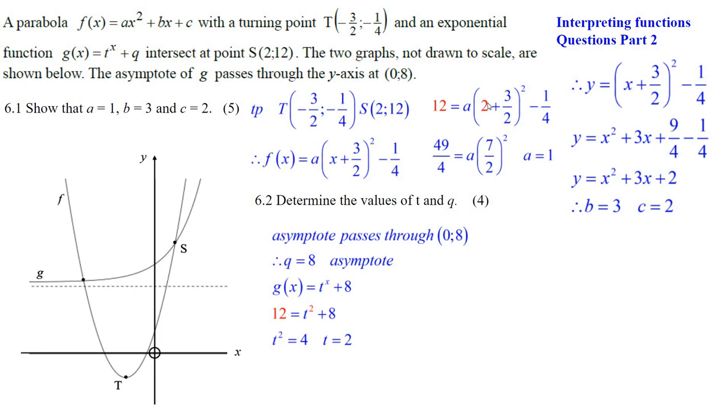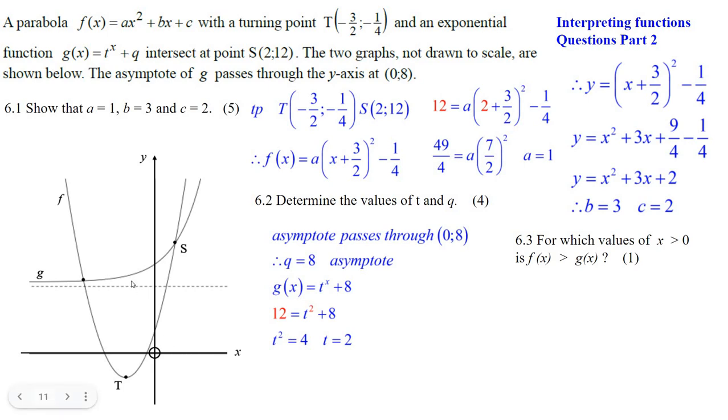Hey, we've got the same thing as we had here. We've got a 2 for x and a 12 for y. We put it in. Subtract 8 from 12, we get 4. t squared is 4, so t must be positive 2. And that's what they asked us to figure out, t and q. We've done it.